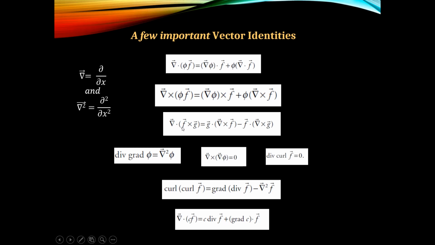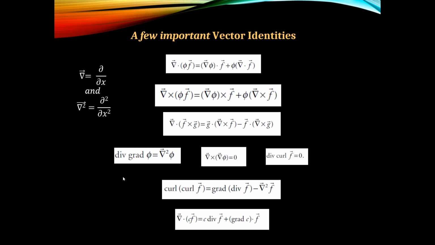Now suppose it is divergence of a cross product, let's see how it is. So we have two vector functions f and g. So del dot f cross g is given as g dot del cross f minus f dot del cross g. Now a very simple identity to remember, a few of them.